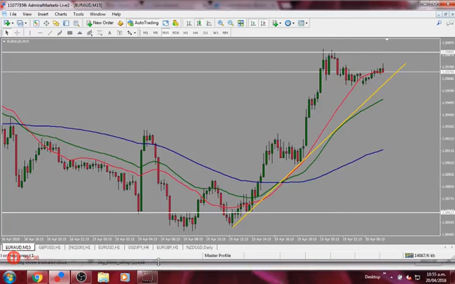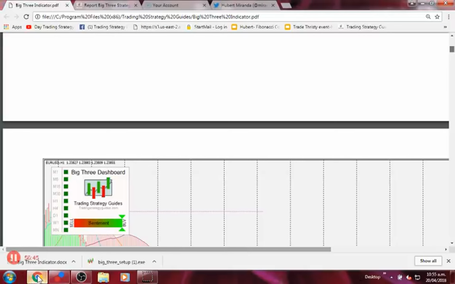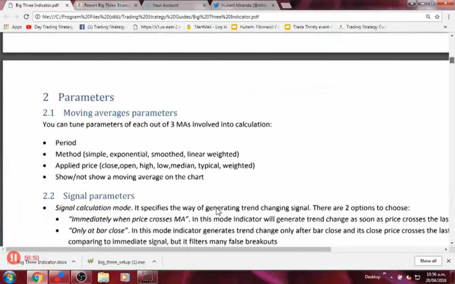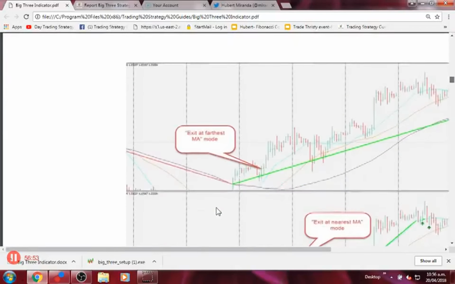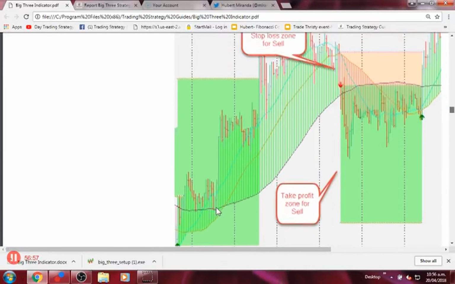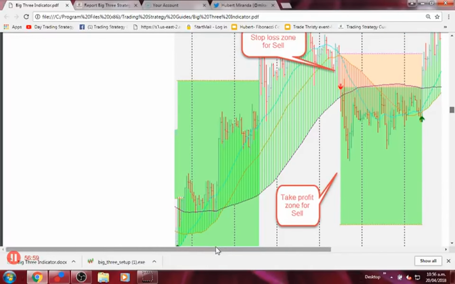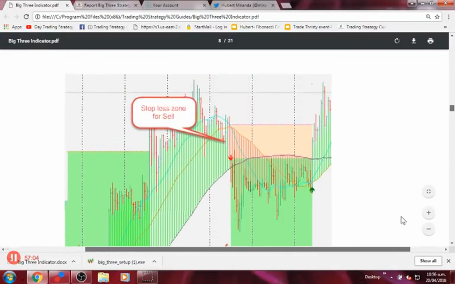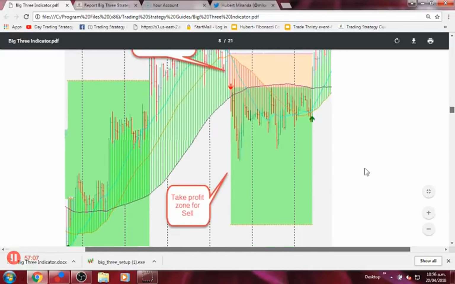So the Big 3 indicator, yes, it does provide guidance on where you should exit trades. If I go back to this, let me just try and find a slide. So here it will show you a zone, basically a zone for profit taking potentially.